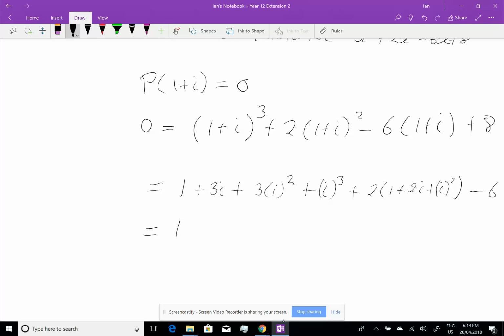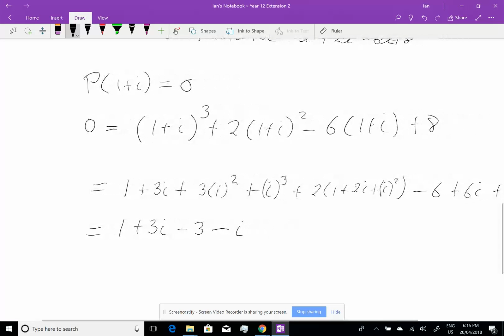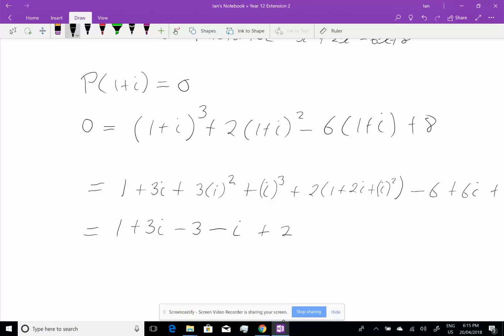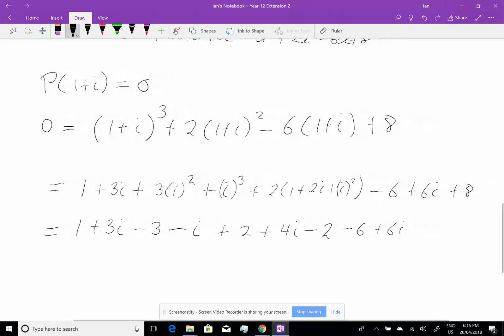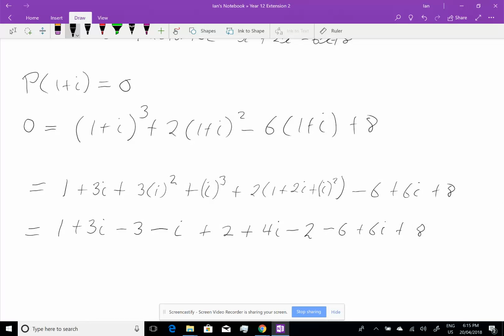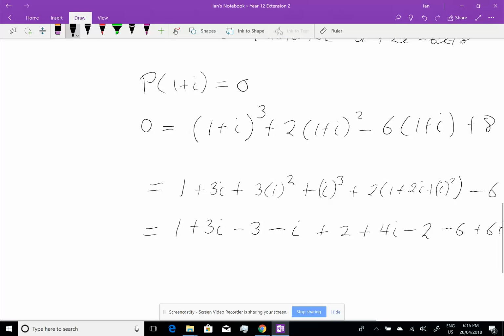Well, that equals 1 plus 3i minus 3 minus i, that's what i cubed will be, plus 2 plus 4i minus 1, because that's what, minus 2, minus 6 plus 6i plus 8. So let's get all the terms.